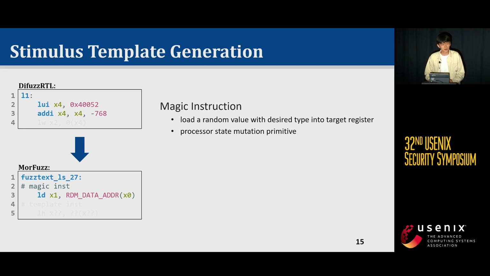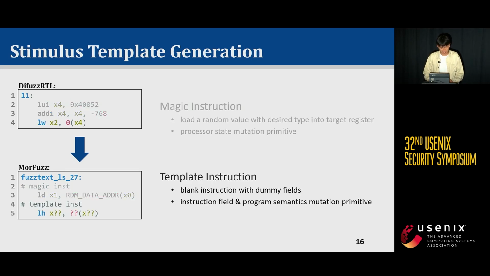Instead of using multiple instructions to calculate the operand, we use a special load instruction to access a randomizer in the test bench to get a random value with the desired data type. We call this special load instruction a magic instruction because it is able to set the target register with the desired data type in just one instruction.